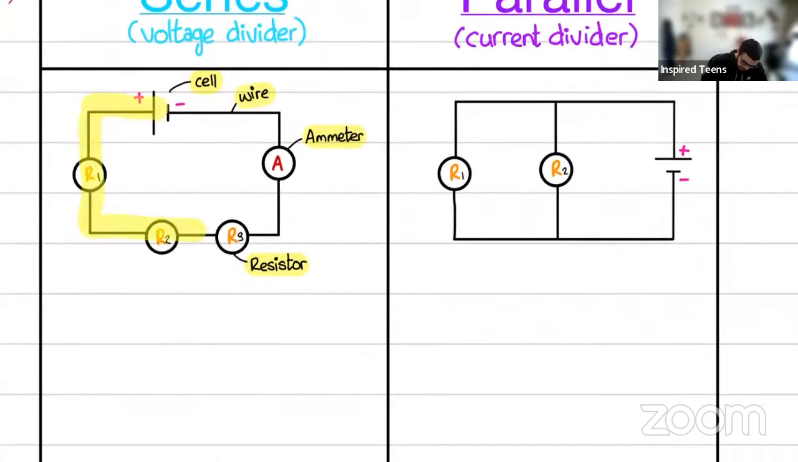Here they are all connected in a straight line. One resistor leads to the next resistor, leads to the next one. While in parallel, what happens is there's a splitting of the circuit, so it's not in a straight line. We'll discuss that better in a bit. It's connected with parallel wires, and the main thing we'll discuss again is that the current will split.